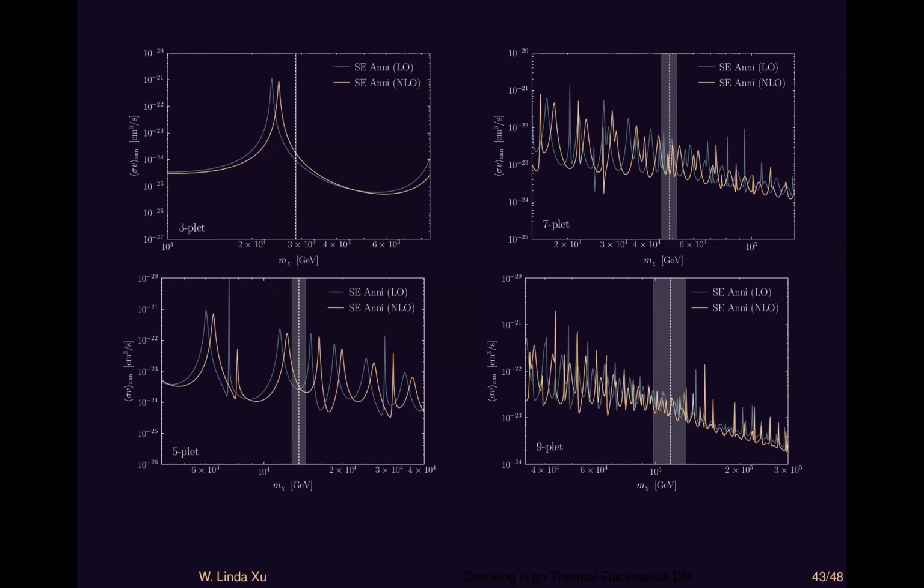You do this for the other multiplets. Again, the higher up you go, the larger these numbers tend to become. But also the larger the error bars in the thermal mass determination are.